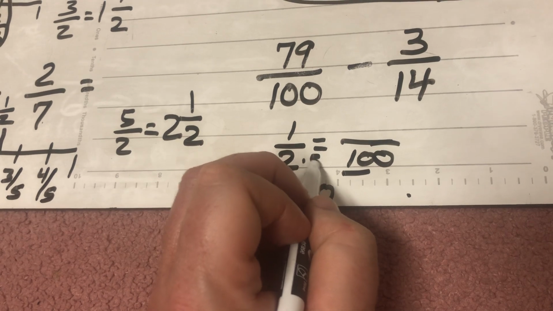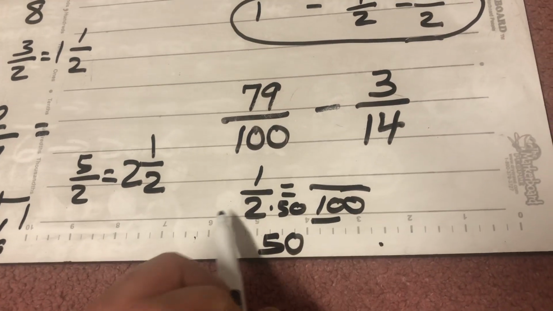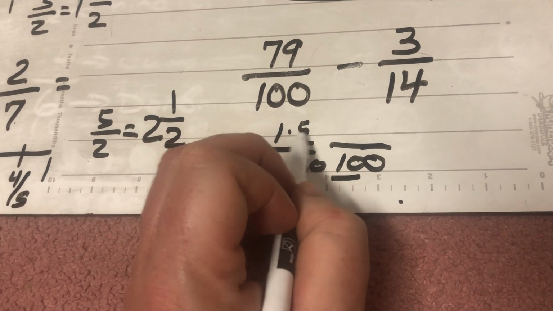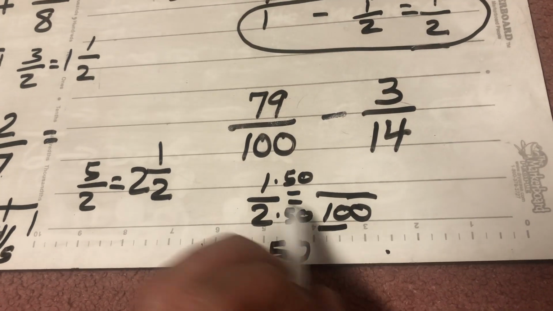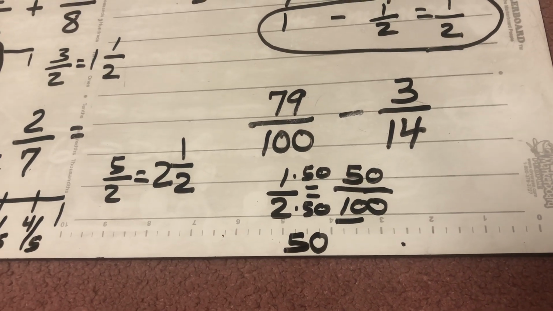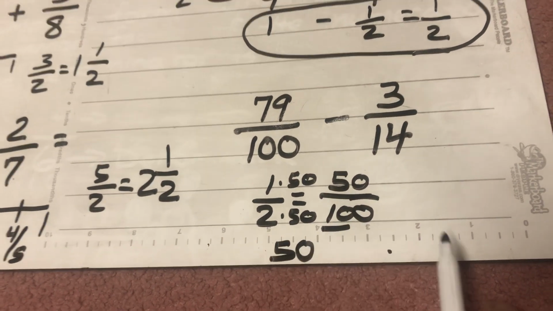I actually multiplied it by 50. So 2 times 50 is 100, and if I multiplied the 2 by 50, I have to multiply the 1 by 50. And 1 times 50 is 50. So halfway is 50.